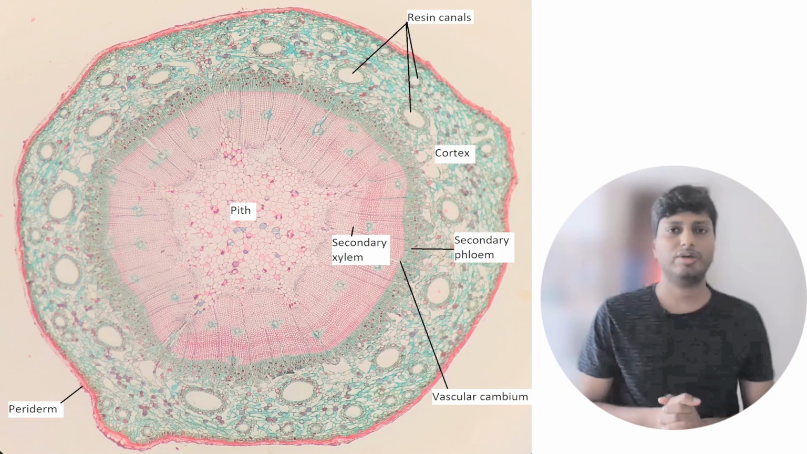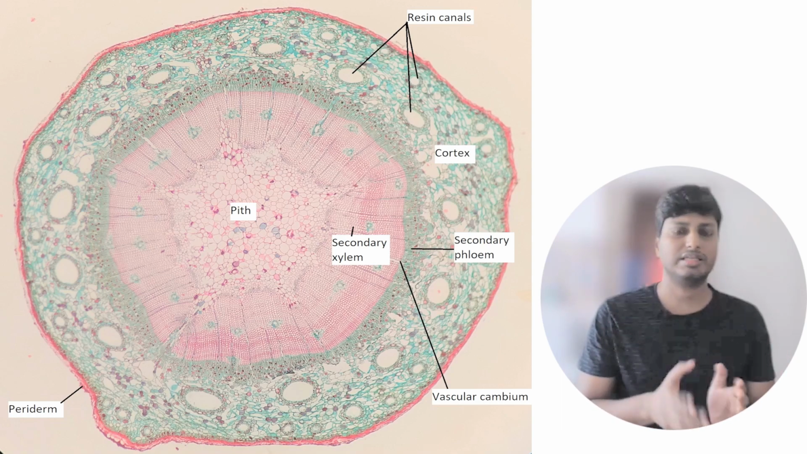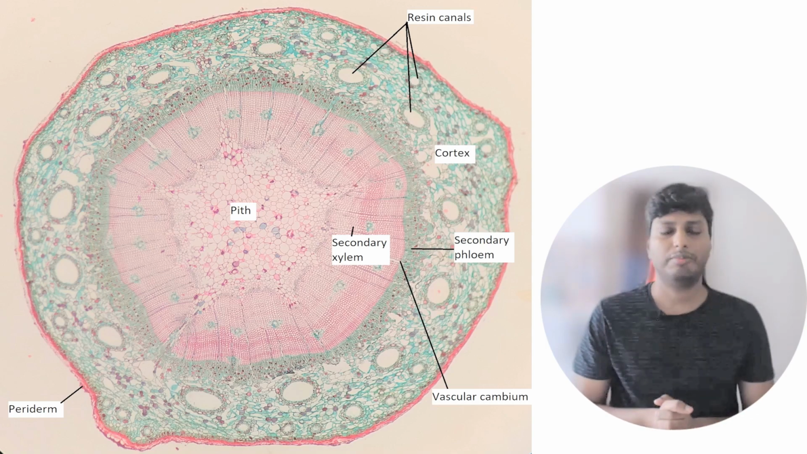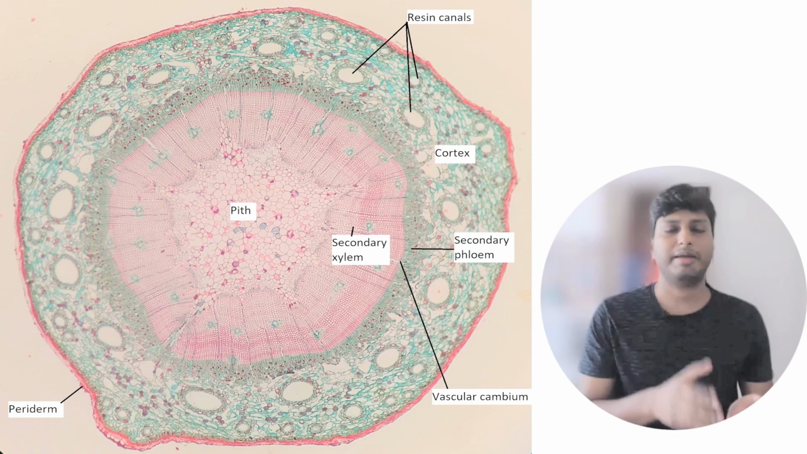In this particular diagram again you can see different layers of the anatomy of the stem. You can see layers like the cortex, the secondary phloem, the secondary xylem, and the pith. Also remember, dear students, the secondary phloem and the secondary xylem are layers formed later in the plants, and that's why they are called secondary, because they are formed from the primary meristematic tissue, that is the primary xylem and the primary phloem.